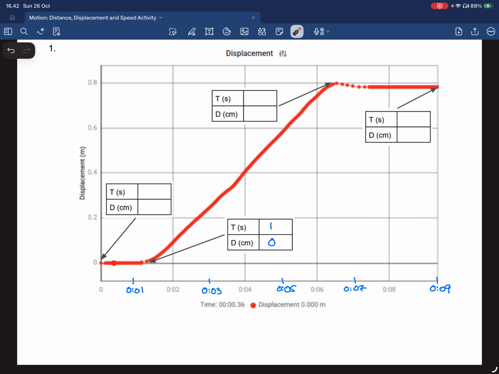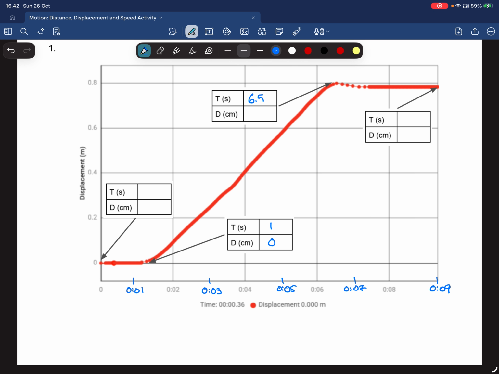Now, up here, this is where the thing's going to stop. And so I'm going to go straight down. That's somewhere between 6 and 7 seconds, okay? So you could just call it 6.5 if you want to. About 6.5 seconds is fine.